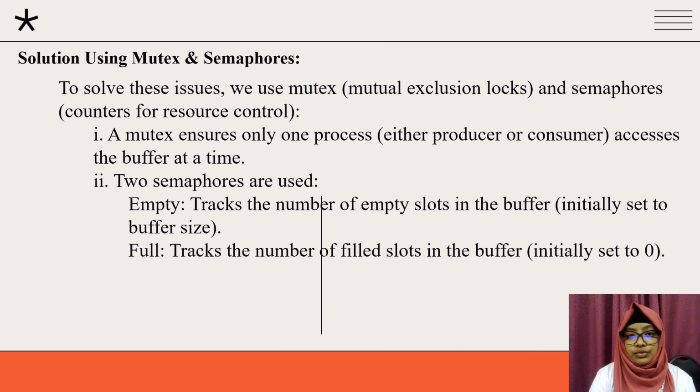Solution using mutex and semaphores. To solve these issues, we use a mutex, which provides mutual exclusion, and semaphore counters for resource control. A mutex ensures only one process accesses the buffer at a time. Two semaphores are used. Empty tracks the number of empty slots in the buffer. Full tracks the number of filled slots in the buffer.